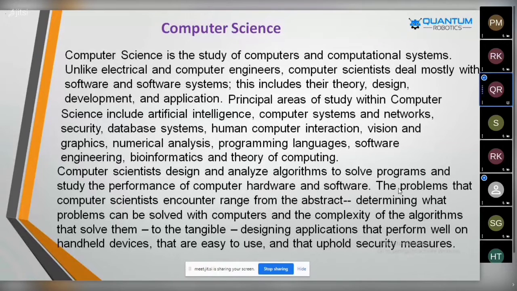Okay, the principal areas of study within computer science include artificial intelligence. Here we are going to see what the principles are and how they are applied in computer science. We can learn about artificial intelligence, computer systems and networking, security, database systems, and human-computer interaction. One by one I'm going to explain artificial intelligence, which I have mentioned previously, and more topics will be coming.